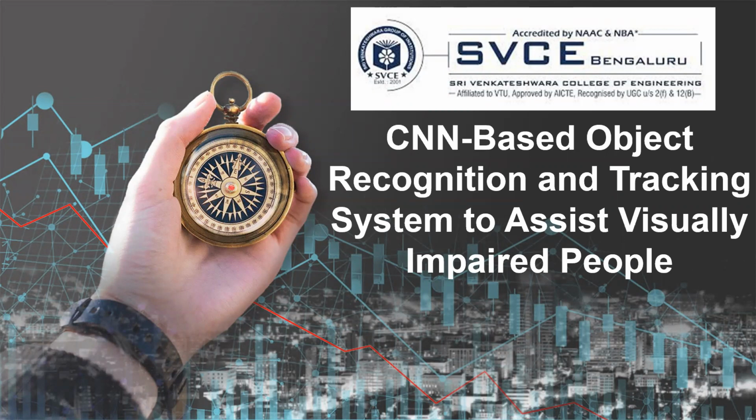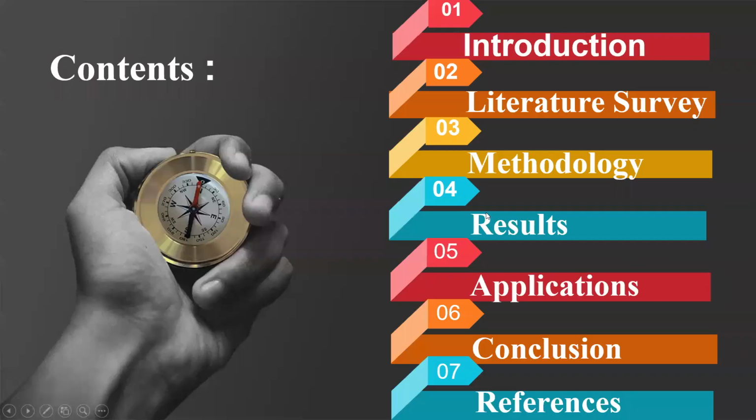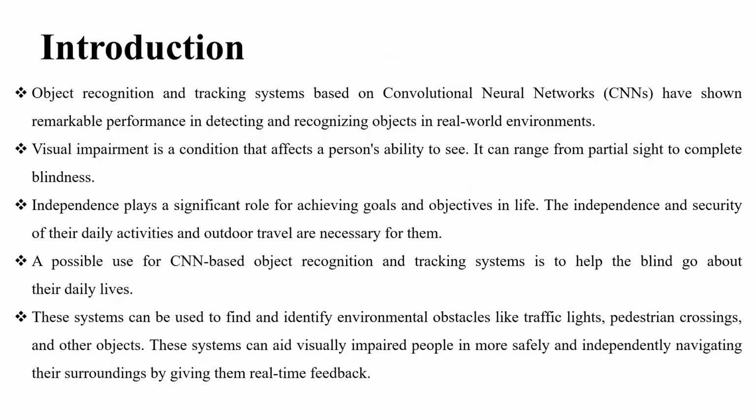Today I am going to explain to you about the topic CNN-based object recognition and tracking system to assist the visually impaired people. The contents are introduction, literature survey, methodology, results, applications, conclusion, and references. The flow of the paper: introduction, literature review, the proposed framework, experimental results, and analysis. Moving on to the next slide, we have introduction.